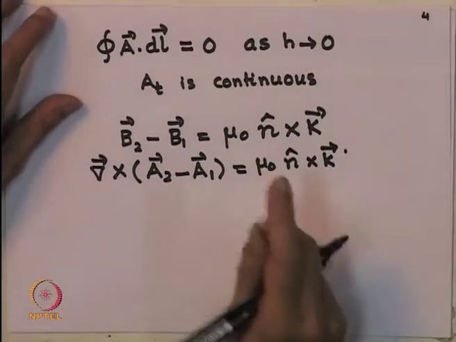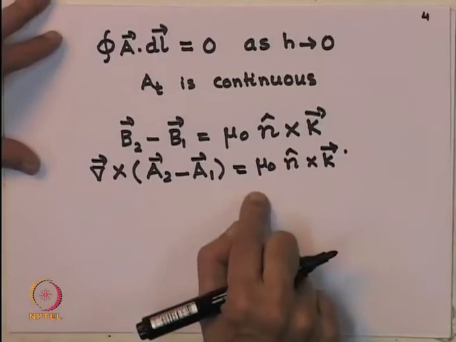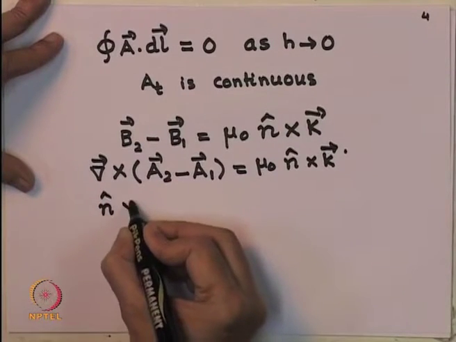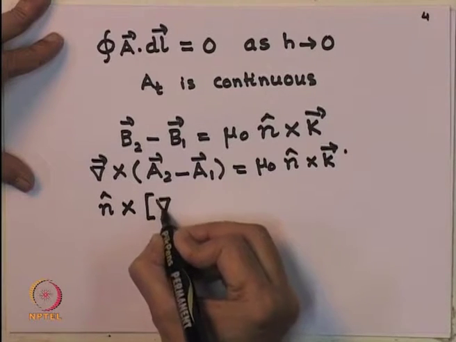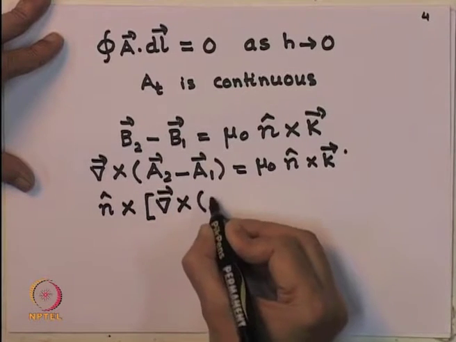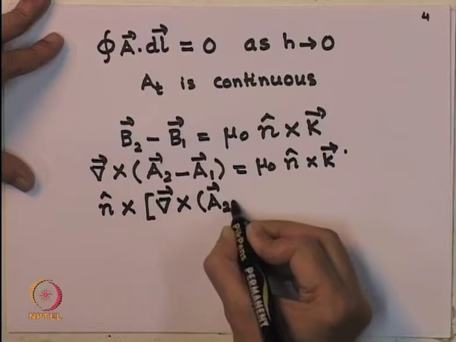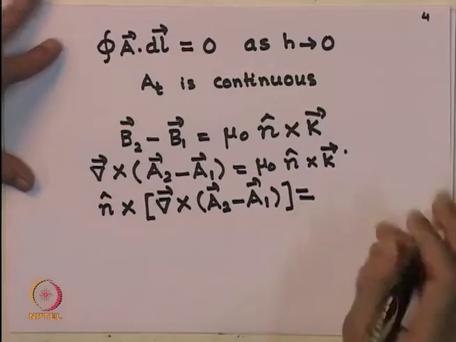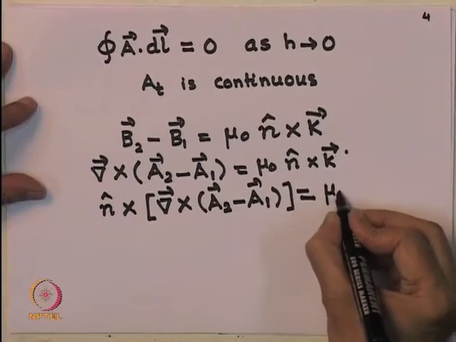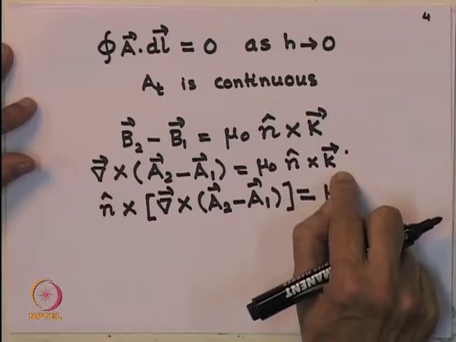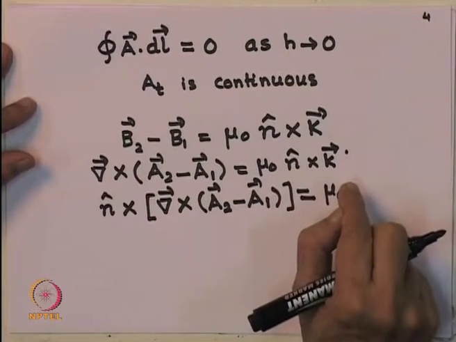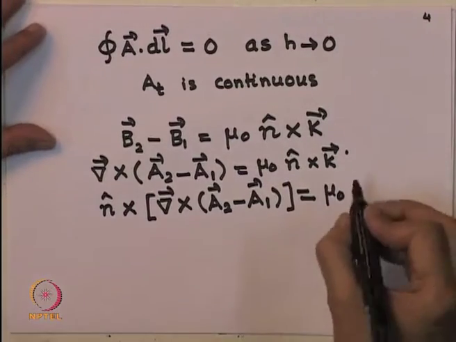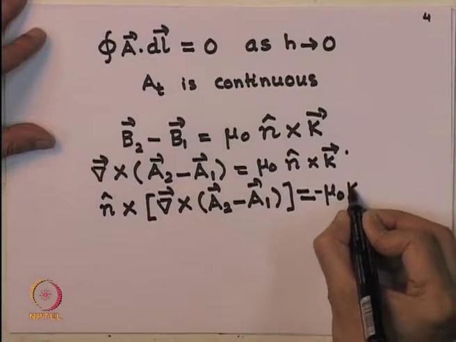So, notice what you could do is you could multiply n cross on both sides. So, that I will get n cross del cross A 2 minus A 1 equal to mu 0 times n cross k. Now, I know that A cross B cross C is B A dot C minus C A dot B, and that turns out to be equal to simply minus k. So, it is minus mu 0 k.